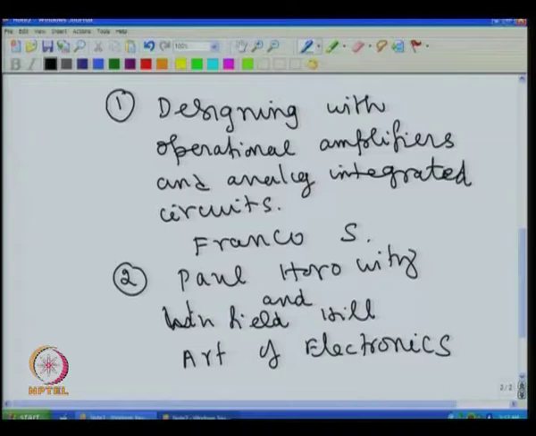So, these two books are good for you for reference. The first book, Franco, gives you a lot of information about error budgeting, and The Art of Electronics gives you a lot of information about circuit design techniques. So, this is about this course.